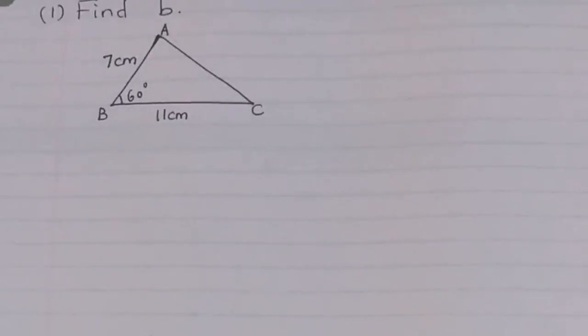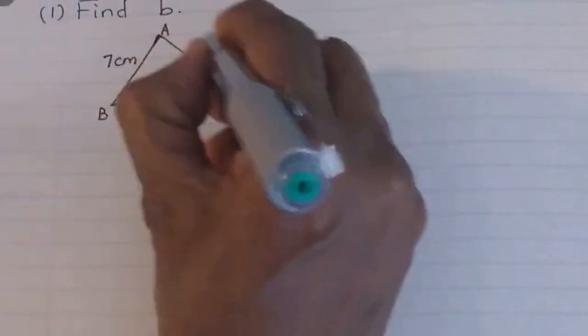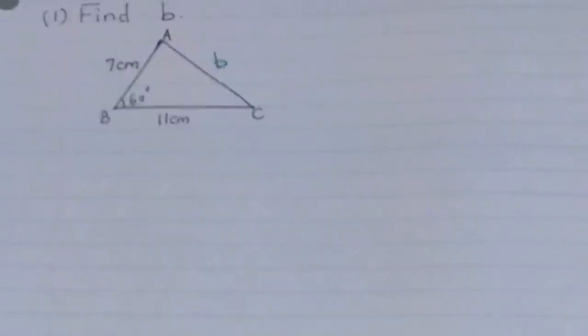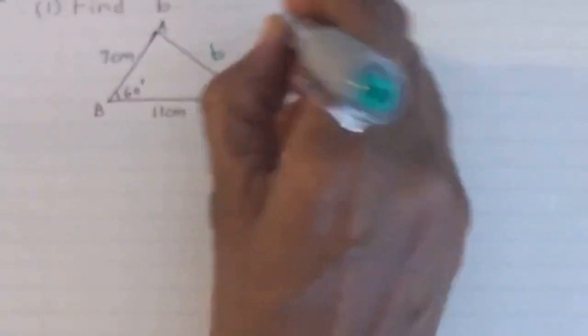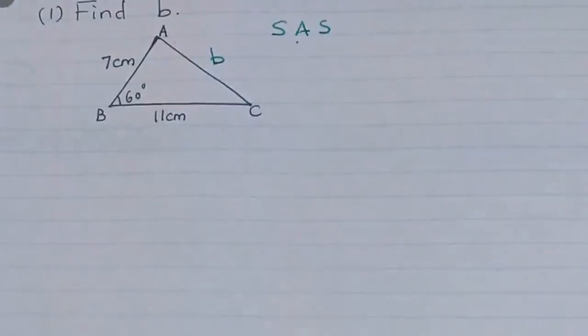Let's solve these angles using either the sine law or the cosine law. Let's look at the very first question. Find B. So B would be the side opposite to angle B. So this is what we have to find. Since it's side-angle-side and it's the contained angle, we have to use the cosine law.